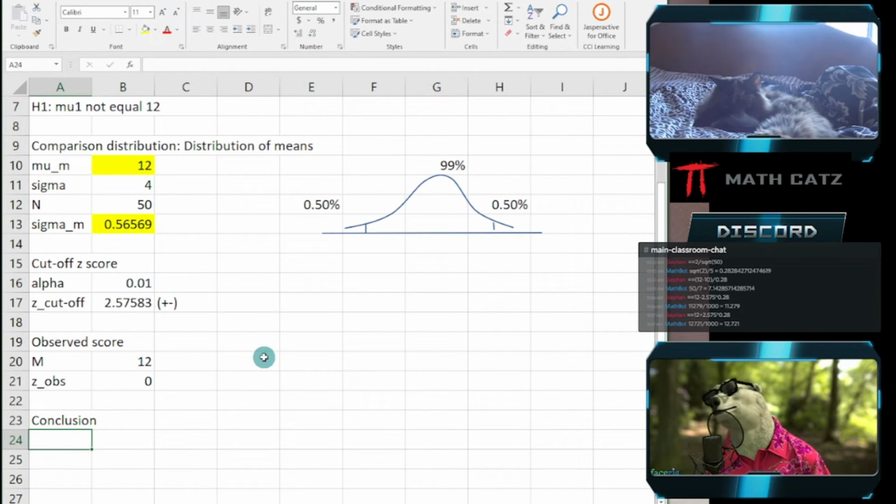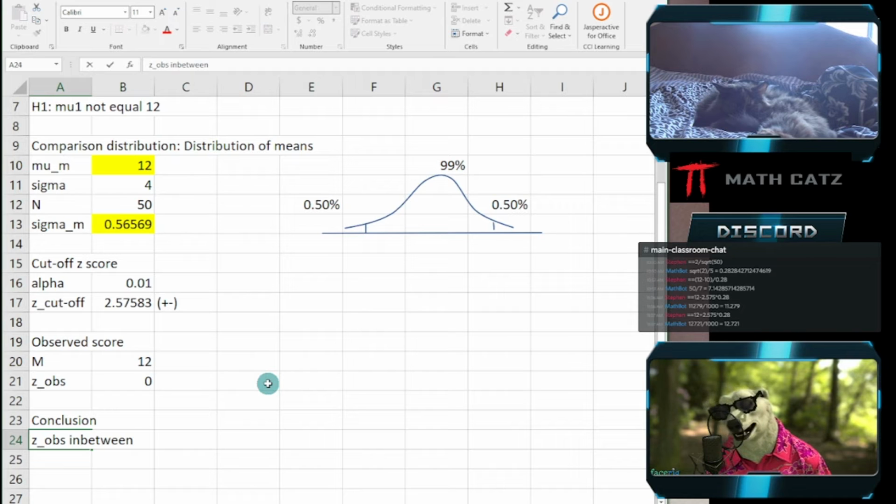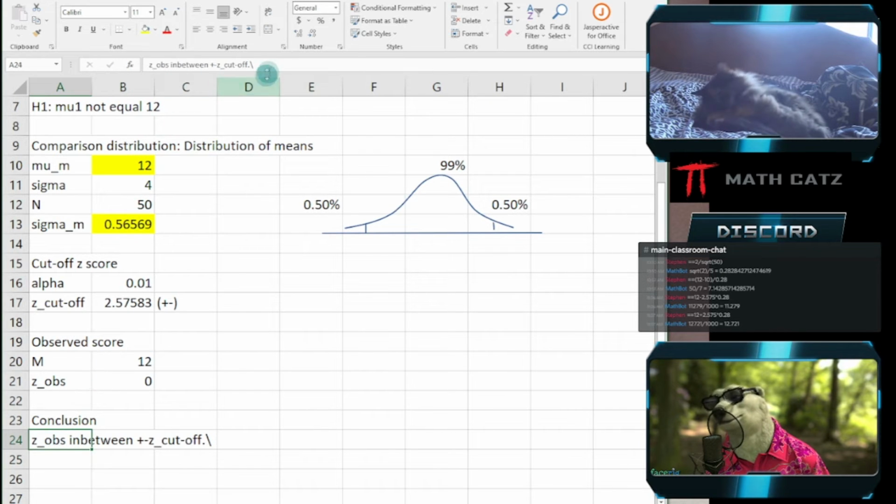Conclusion is, when I compare the z cutoff to the z observed, we see that our z observed score is right in the middle, not extreme at all. So we'll say here z observed is in between, we could say it like this, plus minus z cutoff. And then, oopsie, did I write a random slash there? Just my finger slipping.